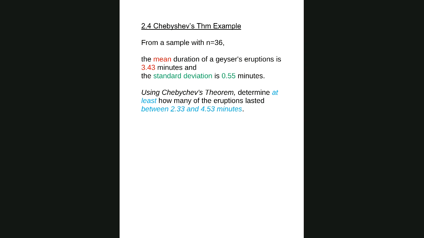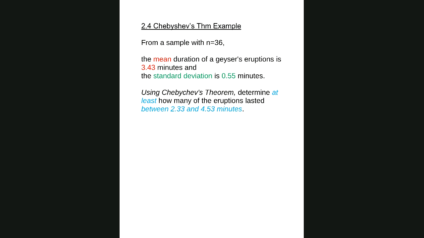I believe this is probably the example I do on the video. This example says, from a sample with n equal 36, so it's a sample of size 36, the mean duration of a geyser's eruptions is 3.43 minutes and the standard deviation is 0.55 minutes. Using Chebyshev's theorem, determine at least how many of the eruptions lasted between 2.33 and 4.53 minutes.